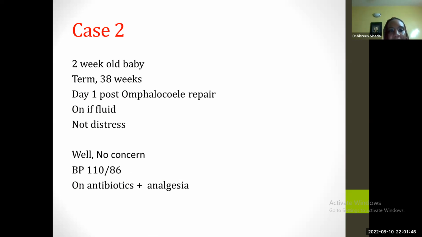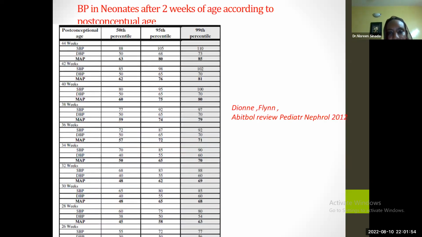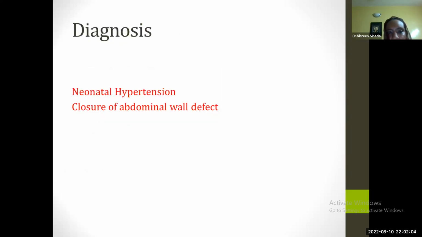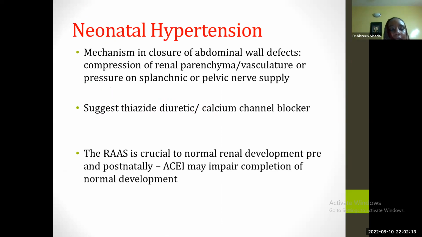Whenever they call me in the NICU, I should go and see the progressive blood pressure chart. When I see it, this patient was not hypertensive before, all the readings were normal, and he is covered with good analgesia, he is not in pain. So our diagnosis is neonatal hypertension, with closure of abdominal wall defect as one of the causes. Just a few words about neonatal hypertension and closure of abdominal wall defect.